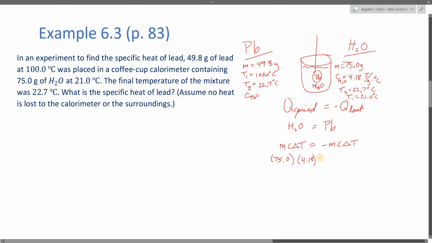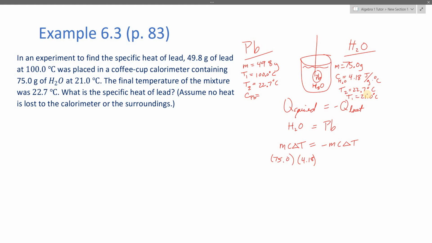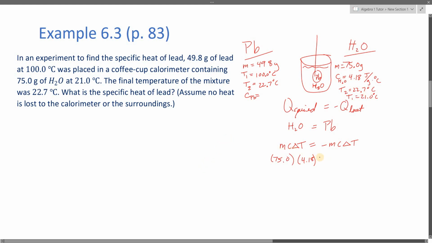We know the delta T. The delta T is going to be calculated by temperature 2 minus temperature 1, so 22.7 minus 21.0. This particular problem should be easy enough to do. So we'll do 22.7 minus 21, and that'll give you a final answer of 1.7. Easy enough to do in your head, but I can't afford to mess this up in video.